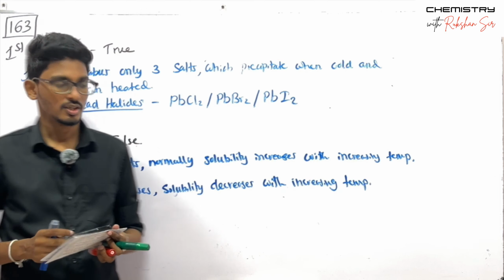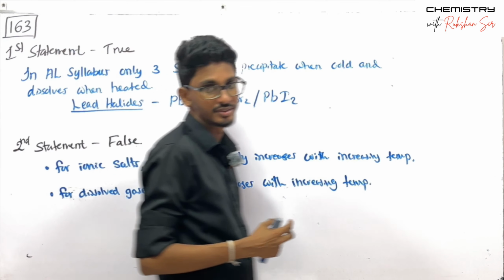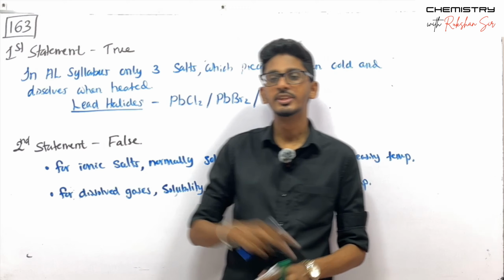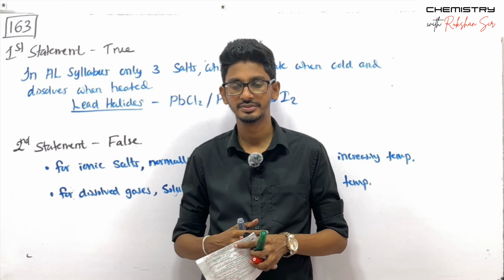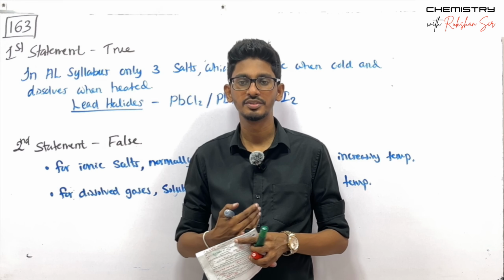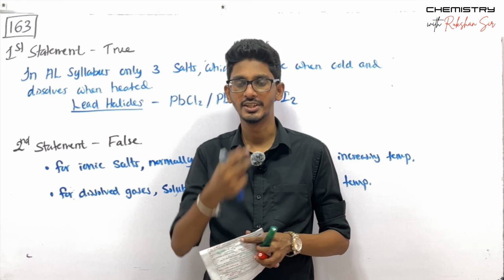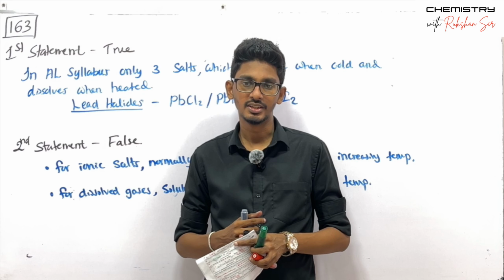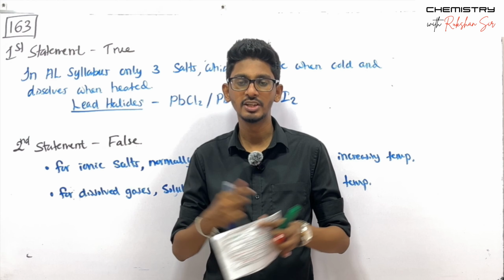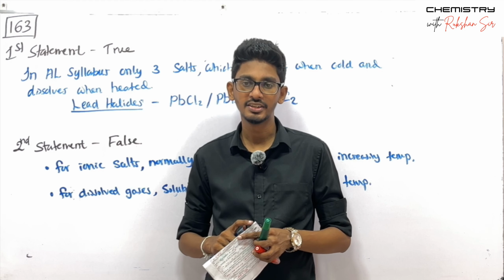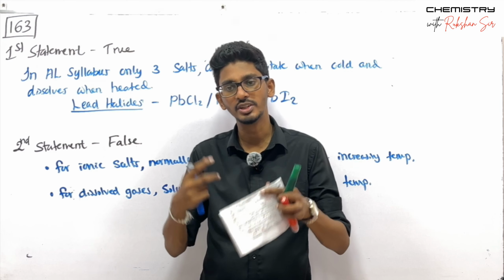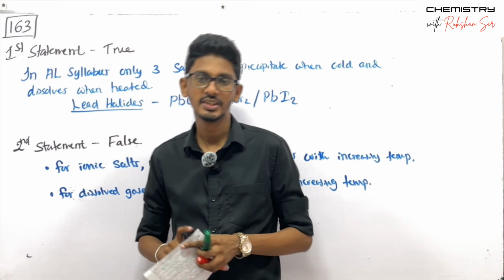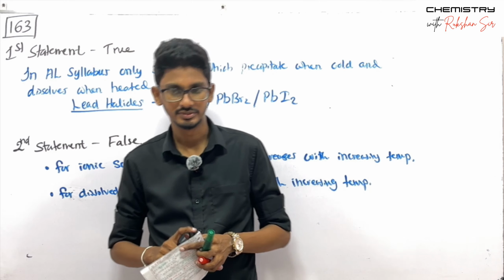But when it comes to ionic salts, dissolution is due to two things. Dissolution of ionic salts is first due to the lattice dissociation energy, the breaking of bonds in the ionic lattice, and then the hydration should occur. Due to those two things, the dissolution of ionic salts happens.